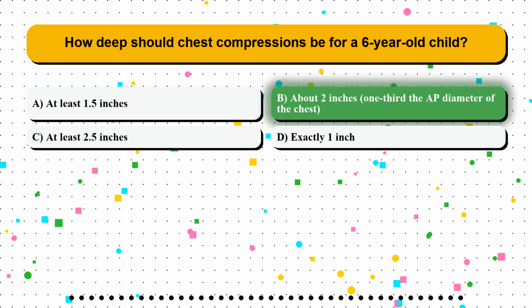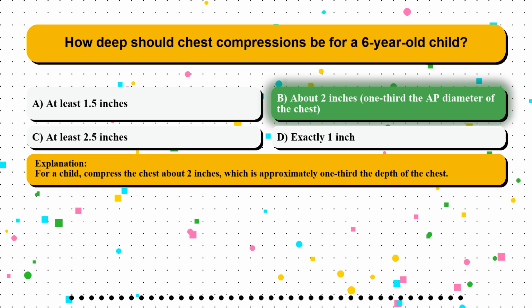The correct answer is option B, about 2 inches, 1/3 the AP diameter of the chest. For a child, compress the chest about 2 inches, which is approximately 1/3 the depth of the chest.